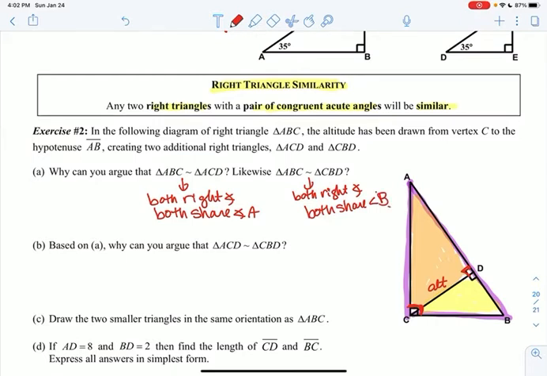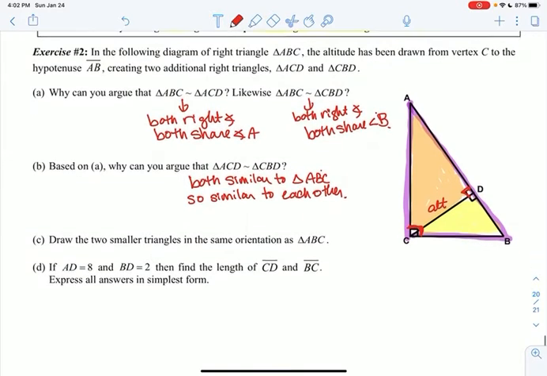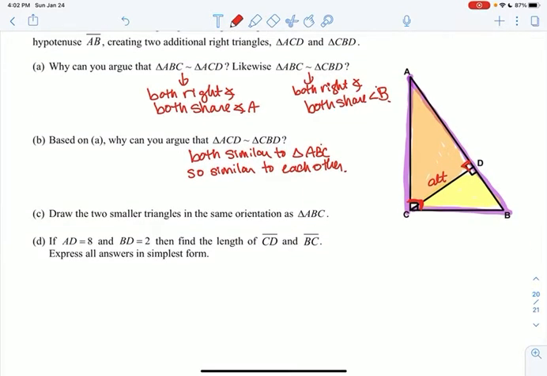All right, so now why can you argue that ACD, which is the orange one, is similar to CBD, which is the yellow one? Well, if they're both similar to triangle ABC, which is the big one, then they have to be similar to each other. All right, they're both similar to triangle ABC, so they are similar to each other. So when I have a right triangle, all right, and I have an altitude drawn from the vertex of that right triangle, it creates two more triangles, and those three triangles are all similar to each other.